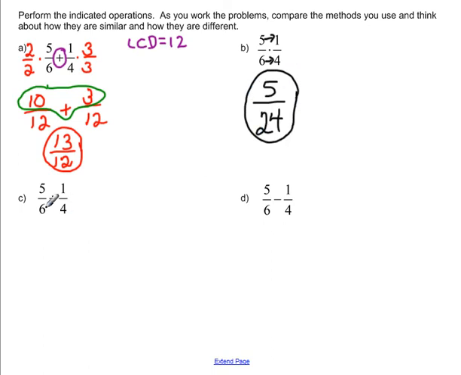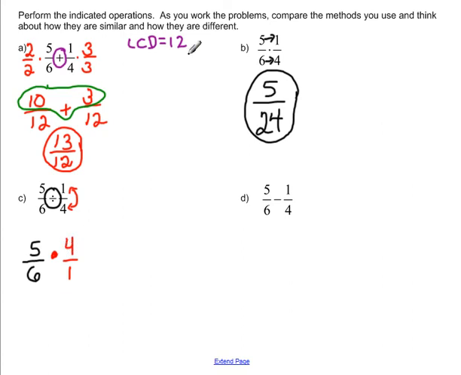Our next problem involves dividing. Now remember, when we divide, we're never going to actually divide. We're going to change the problem into multiplying. So let's go ahead and do that. We have 5/6, and instead of dividing, we're going to change division into multiplication, and we're going to change that second fraction, that divisor, we're going to take its reciprocal. We're going to change it to 4/1. And now we just go ahead and multiply.